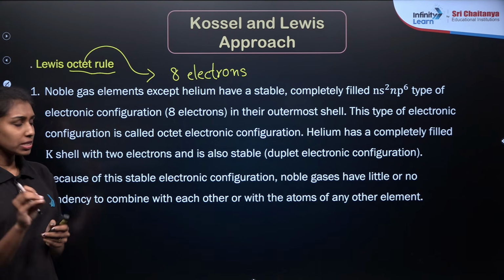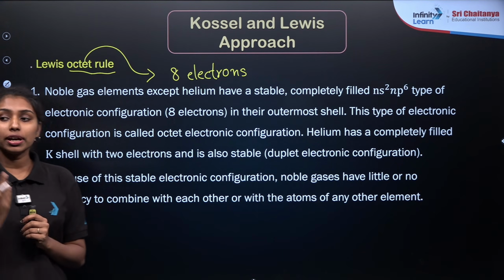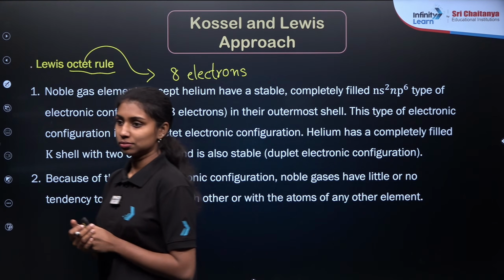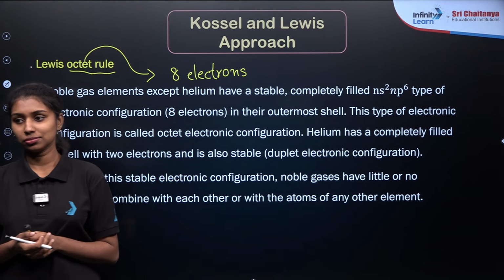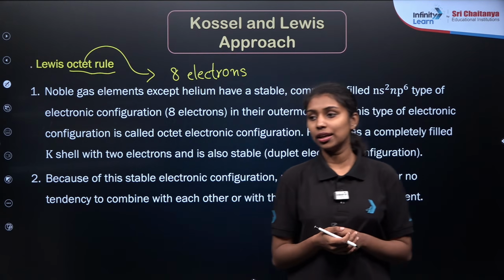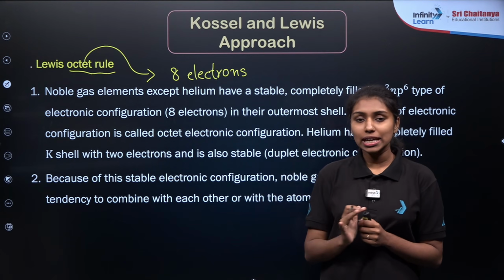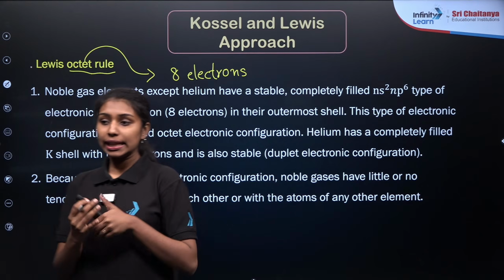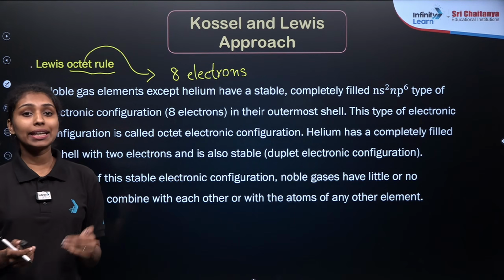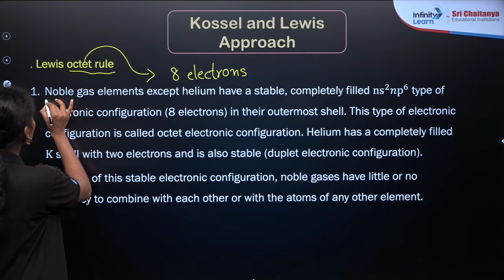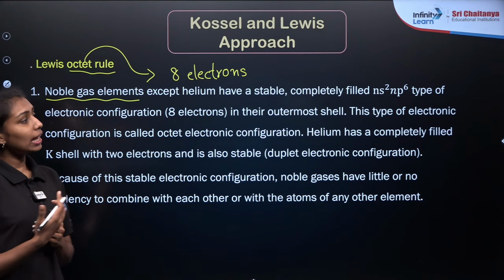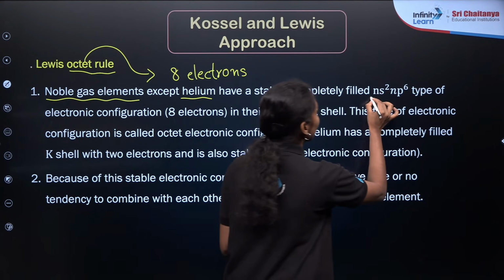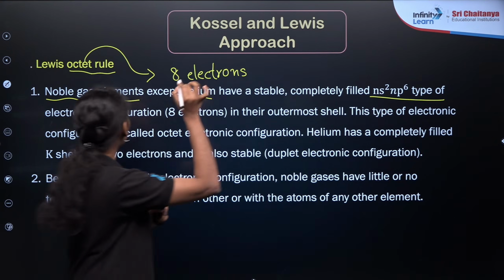So here you can see some points based on the Lewis octet rule. In the case of noble gases, we have already studied the classification of elements and the periodic table, right? In the periodic table, we have seen the group 18 elements are the noble gases. All the noble gas elements, except helium, have ns2 np6 type of electronic configuration.